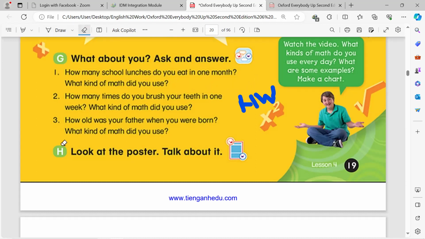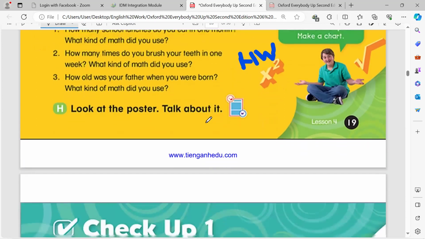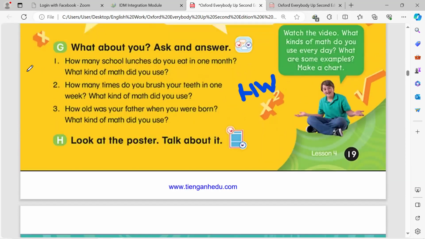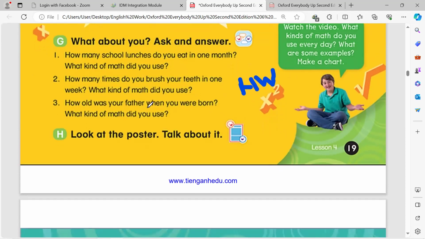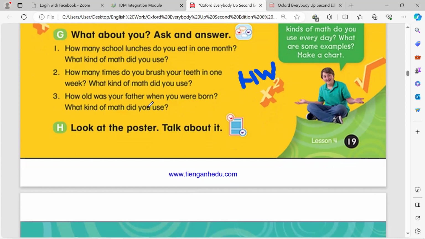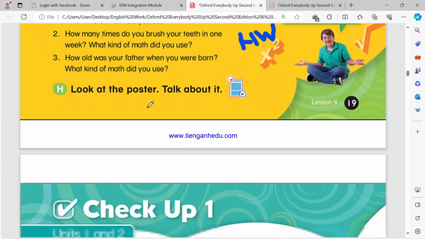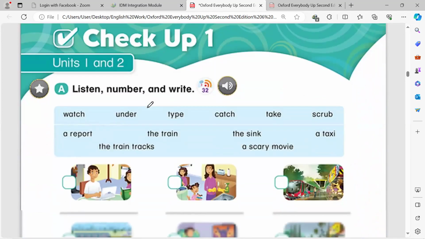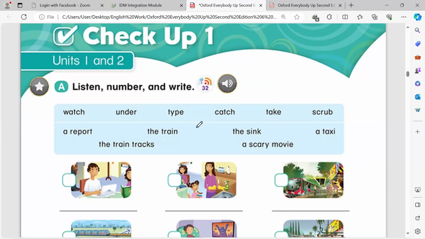It's about only three questions, no? Okay, just think about it and do it as homework. You can use whatever way you like, addition or multiplication or things like that. It's up to you. Your calculation is up to you. So it's homework: Check Up, Unit 1 and 2.